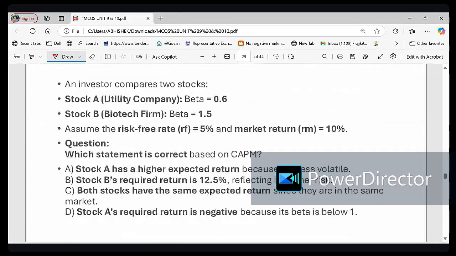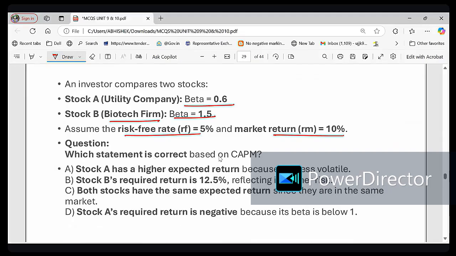Now let's look at this question. Basically, an investor is comparing two stocks. This is called CAPM stock comparison, right? What is the full form of CAPM? Remember, capital asset pricing model. Now friends, come back to this question. Let's say you are an investor checking out two options. Stock A is in a utility company, very stable, beta is 0.6, and stock B is in a biotech firm, which is high growth, and beta is higher, 1.5. Market conditions given: risk-free rate is 5% and market return is 10%. Which of these has the highest expected return? Which statement is correct based on the CAPM, right?